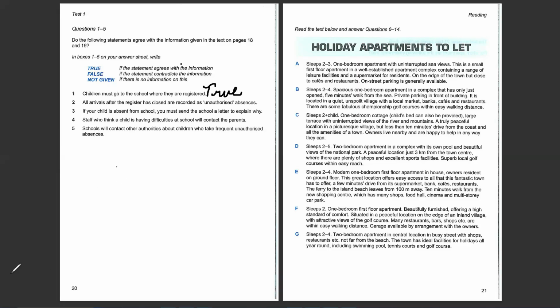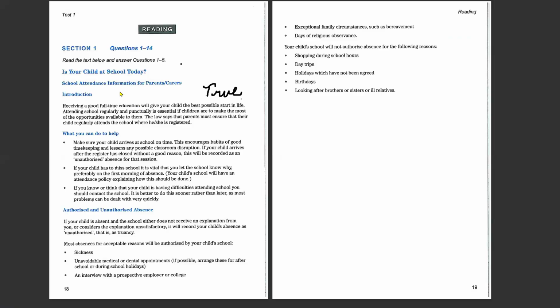Now let's go to the second question. All arrivals after the register has closed are recorded as unauthorized absence. Okay, so what should we do here? All arrivals after the register has closed, they are marked as unauthorized absence. So let's see what is written here. Let's go back. Yeah, it's in the next paragraph, and unauthorized absence, that keyword is here. So our answer is in this paragraph.